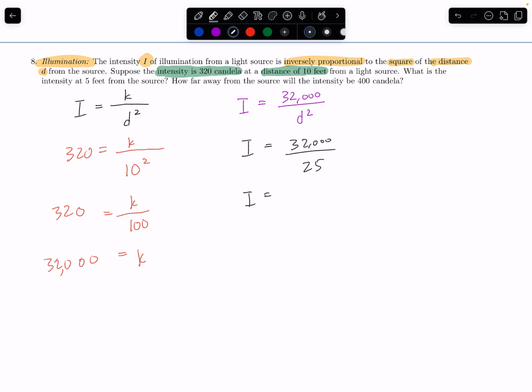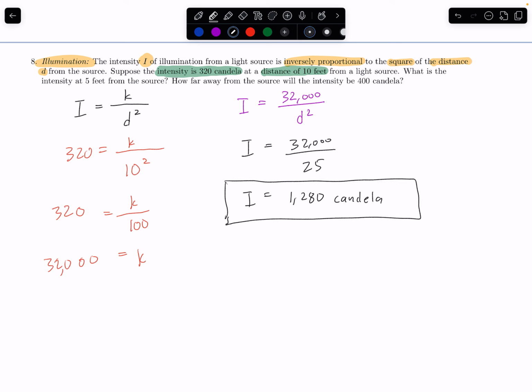Plug those numbers in. I'm going to just cheat and use a calculator here. So I've got 32,000 divided by 25, and that's 1,280. So I is 1,280. And what is the unit of measurement here? This is light intensity, and it's measured here in candela. So 1,280 candela is the light intensity at 5 feet.